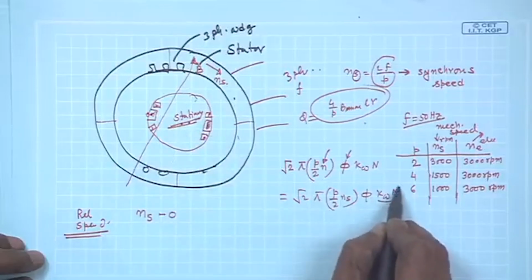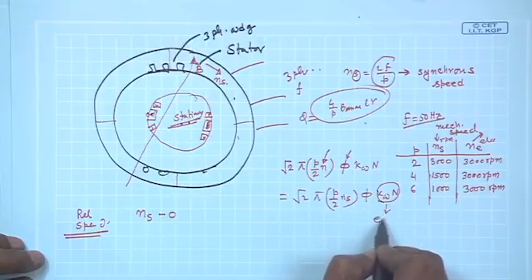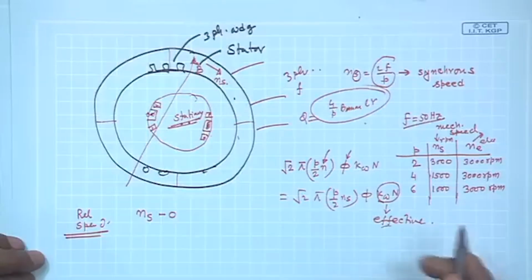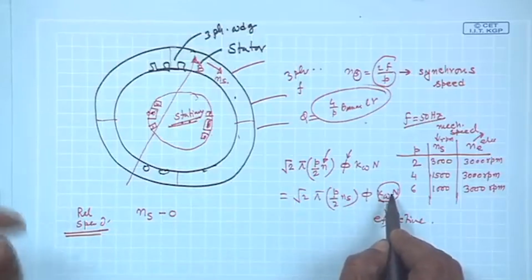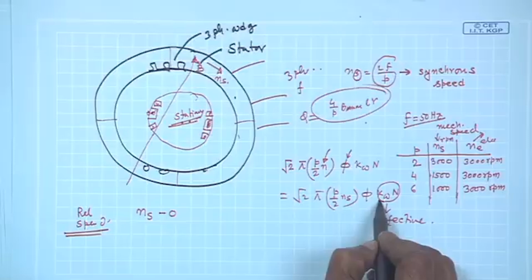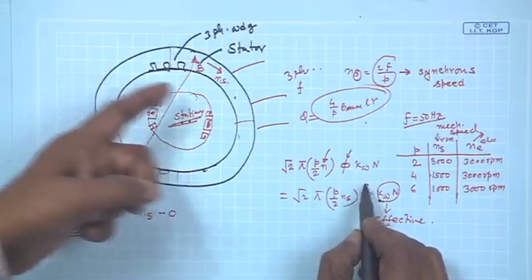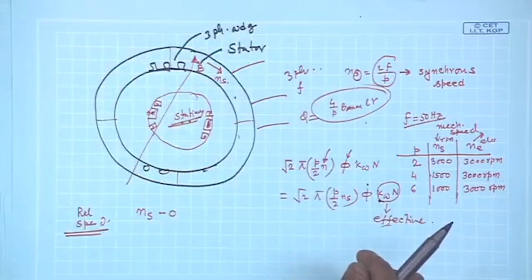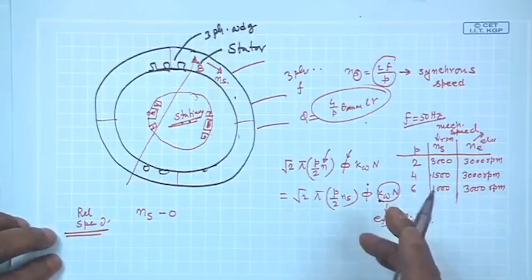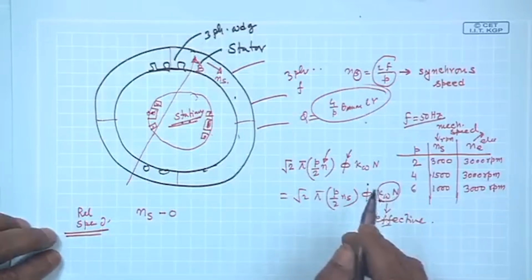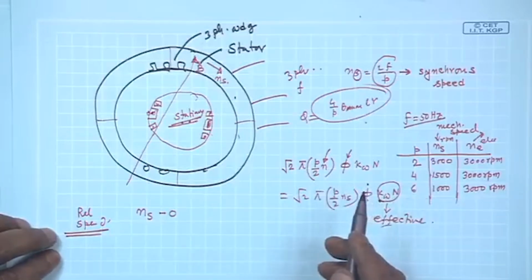Kw N is sometimes called the effective number of turns, because of the distribution and pitch factor of the coil, this actual number of turns is reduced. That way also people think, or physically count the number of turns and multiply with kw. Phi is the flux per pole because of B s. Therefore, I will be in a position to calculate induced voltage in a coil.